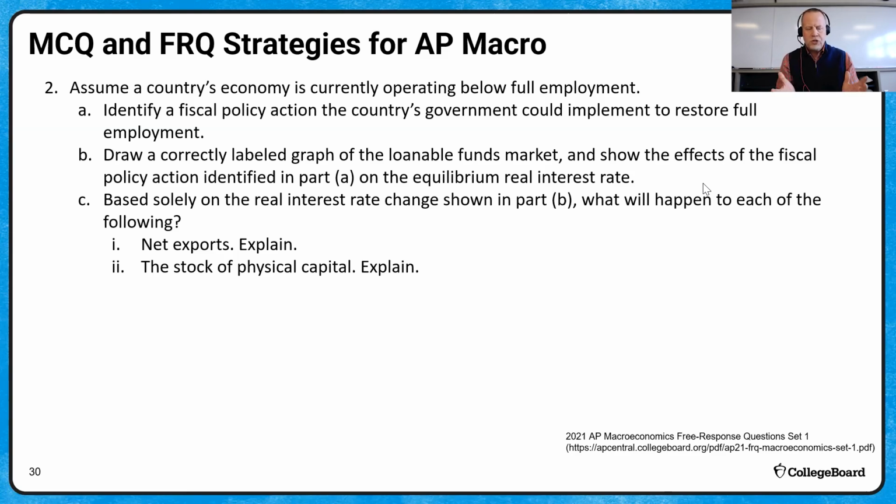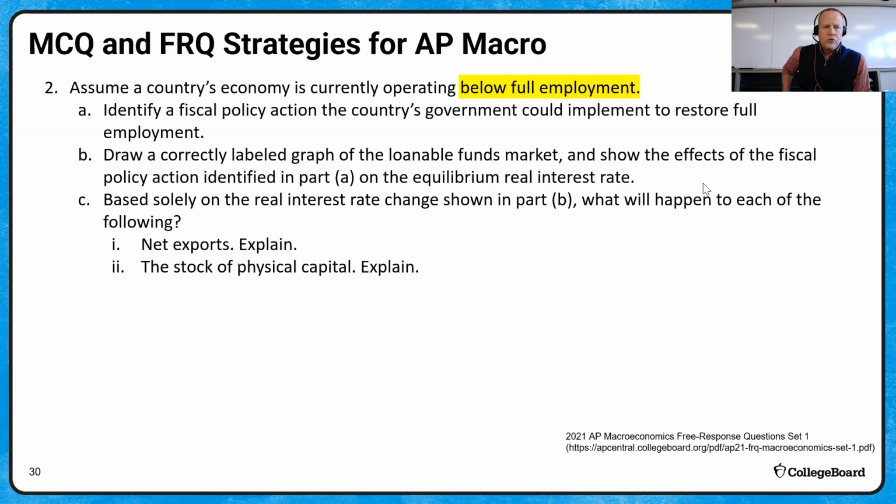Well, this is a shorter question. They didn't give us a lot to work with, but I want to know that we're operating below full employment. We have a recessionary gap. Again, that brings more stuff to mind you might want to jot down. With a recessionary gap, output below full employment, that also means unemployment is elevated, greater than the natural rate of unemployment. Okay. Go on and answer parts A, B, and C, and then we'll take a look at the scoring guidelines.